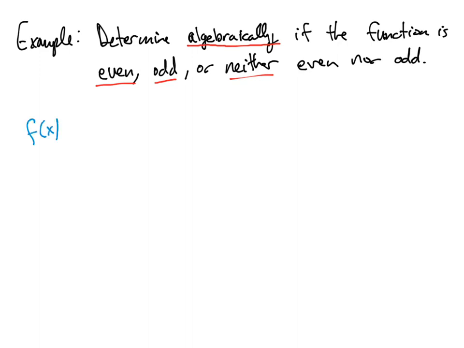f of x is equal to x cubed minus 4x. So what we do is, first let's test for even. If a function is even, f of x is equal to f of negative x. We already have f of x over here. Is that equal to f of negative x?